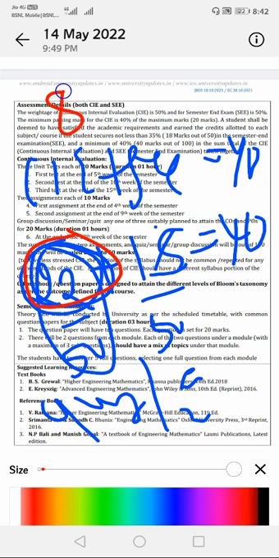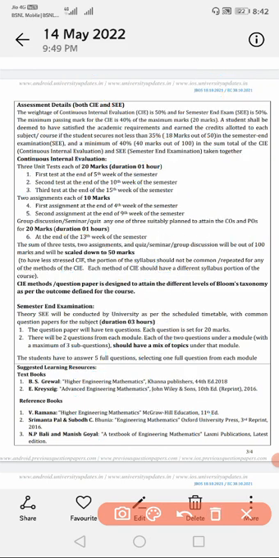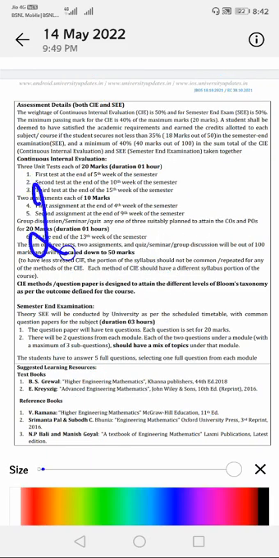8 is the theory average you are getting, but what about assignment? Minimum 20 you will get it. What about minimum 10 you will get? What about quiz? Minimum 10 you will get. So look at here, minimum 28 marks you will get it. So whatever the requirement, 22. Okay, so that is why you are going to clear in the main examination.